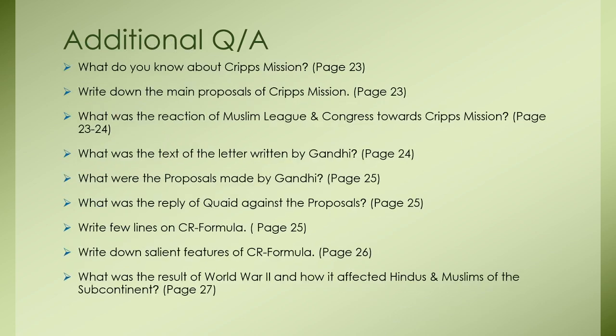First one, what do you know about Cripps Mission? Page 23. Write down the main proposals of Cripps Mission. Page 23. What was the reaction of Muslim League and Congress towards Cripps Mission? Page 23 and 24. What was the text of the letter written by Gandhi? Page 24. What were the proposals made by Gandhi? Page 25. What was the reply of Quaid against the proposals? Page 25. Write few lines on CR formula. Page 25. Write down salient features of CR formula, page 26. What was the result of World War II and how it affected Hindus and Muslims of the subcontinent?